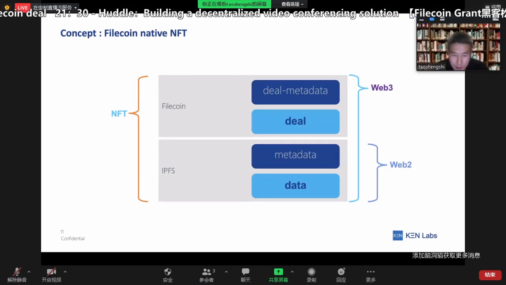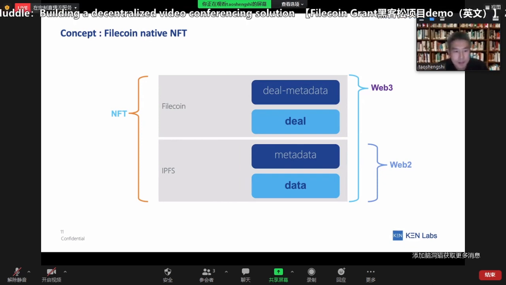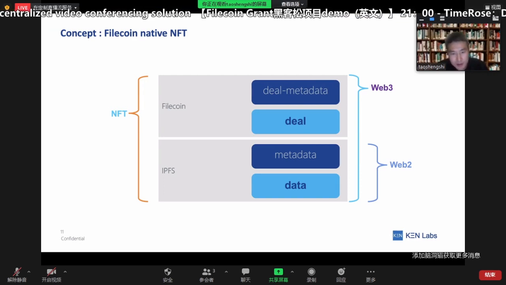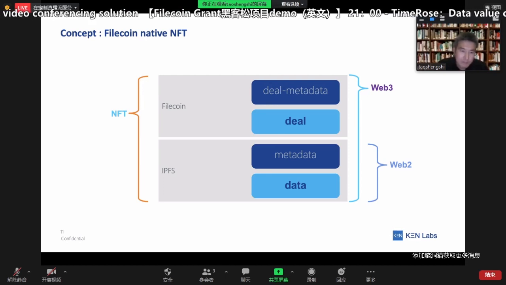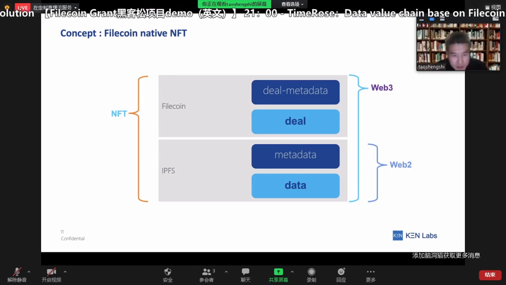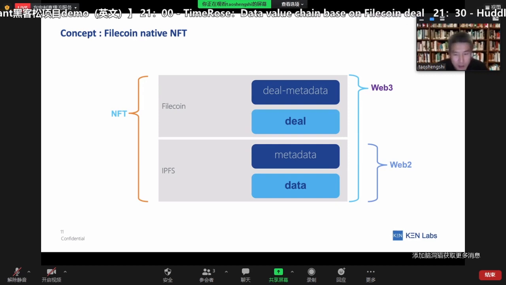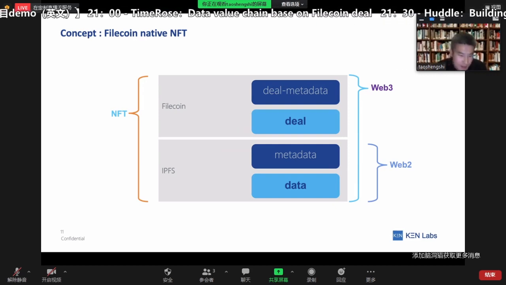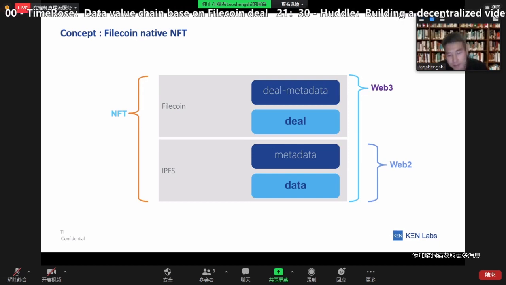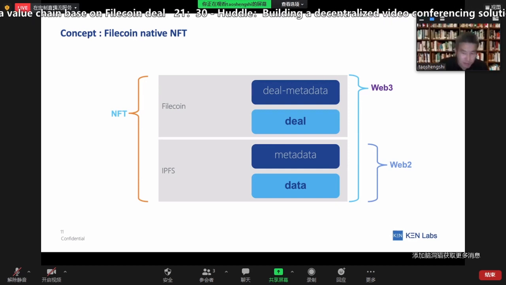We also want to build Filecoin-native NFTs in the Web3 ecosystem. In the IPFS and Filecoin ecosystem, the NFT is different. Compared with Web2 and Web3, the NFT is different from the previous data value chains or data values. We think IPFS is a content-addressed network, but somehow Web2 style information: data and metadata. IPFS is made of data and metadata.